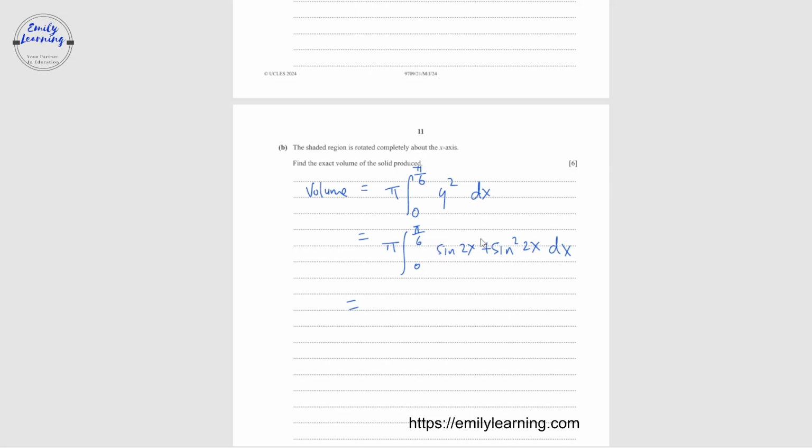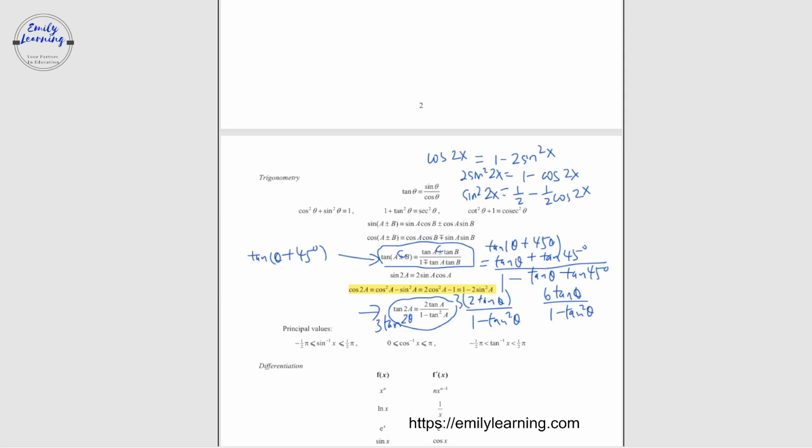We can integrate sine directly, but we cannot integrate sine squared directly. So we need to make use of the identity. We need to change sine squared into something without a square. So we'll use the identity cosine 2A equals 1 minus 2 sine squared A. Okay, so I have cosine 2A equals 1 minus 2 sine squared A.